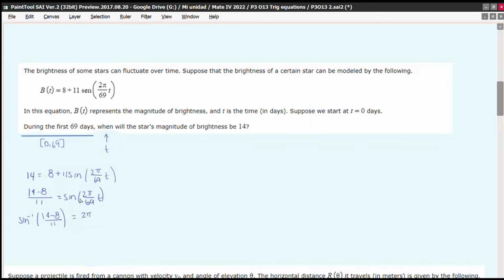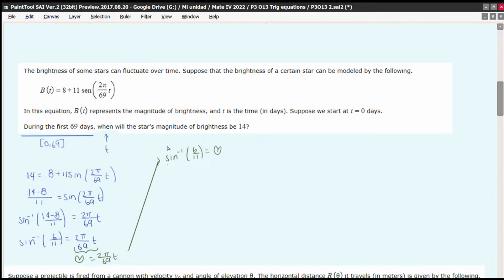And this would yield the following expression. And I know what you're saying, Andrea, simplify this. So I'm going to simplify this expression. This would be 6/11. Now, here's the first thing that is different from what we've done so far. Here, my argument was different from just t or just theta. When we plug this into the calculator, it is going to give us an answer in terms of just a variable theta. So we have to apply a change of variable. That means I'm gonna say that theta equals 2 pi over 69 t. So I can rewrite this expression as the sine inverse of 6/11 equals theta.